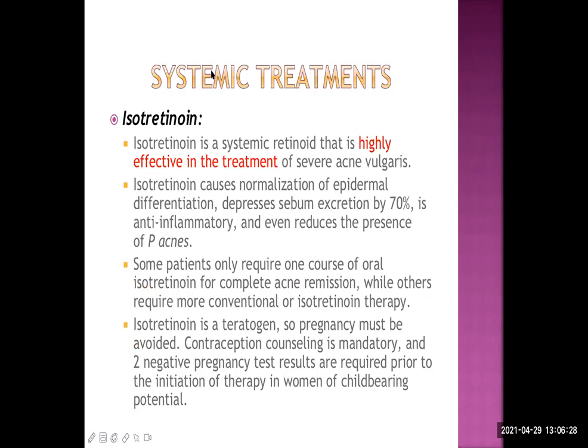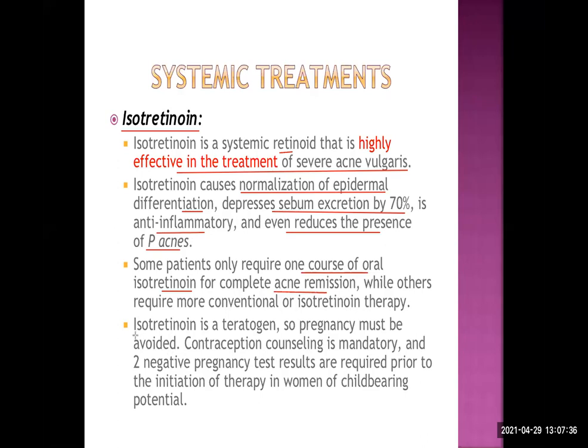Now, another very important drug for the treatment of acne is called isotretinoin. It is a powerful drug. This is a vitamin A derivative, taken in systemic form. So it's a systemic retinoid that is highly effective in the treatment of severe acne vulgaris. Isotretinoin causes a normalization of the epidermal differentiation and depresses sebum excretion by almost 70%. It is anti-inflammatory, and it even reduces the presence of Propionibacterium acnes. See this, it is acting on all the pathophysiological steps of acne. So this is a wonderful drug. Some patients only require one course of oral isotretinoin for complete acne remission, while others require a more conventional approach, meaning more doses, or it may be added with some other drugs also.